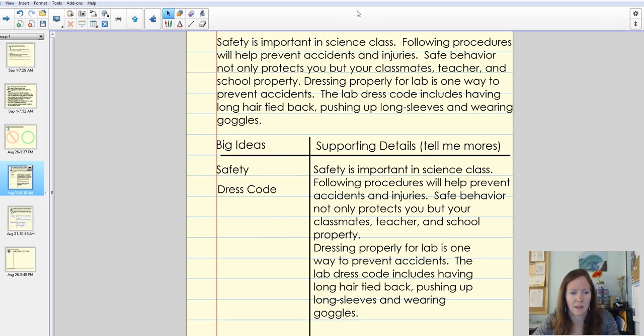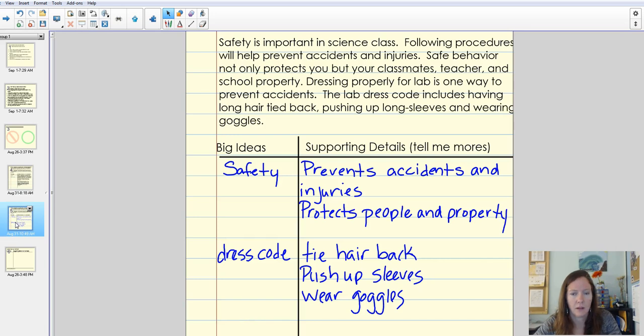So let's look at a way that maybe would be a little bit better. So here's the exact same passage, but notes that are a little more appropriate. So here we've got the person that broke it down into the two main topics, safety and dress code. And for safety, they pulled out the key points. We have prevents accidents and injuries, protects people and property. And then the dress code, they covered three main points in the dress code: tie hair back, push up sleeves, and wear goggles. This is much easier to look at. You can pull out the key points quickly. If you were to go back and study, they're right there for you.